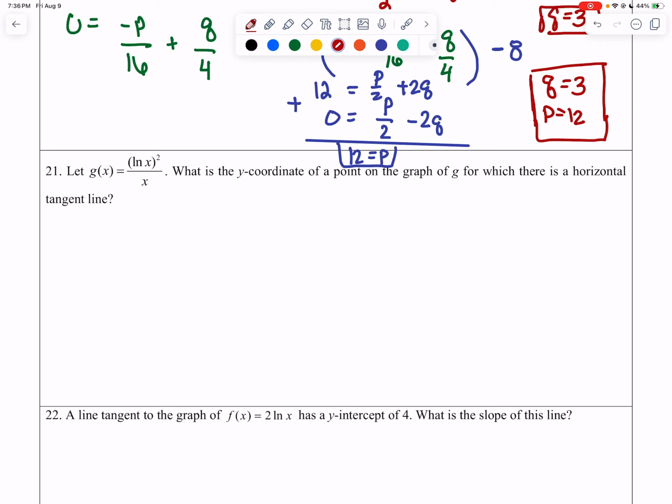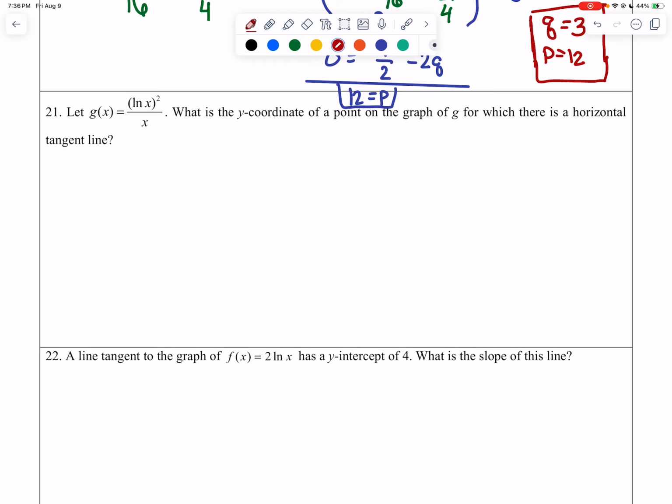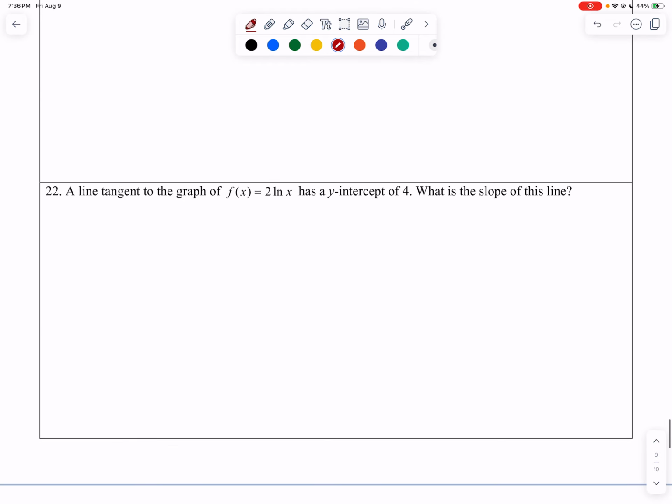All right, same thing for number 22. We're going to look at another application where the tangent line to the graph has a y-intercept of 4, and we want to find the slope of this line. So we have f of x being 2 ln of x, which means my derivative is just 2 over x, aka this is my slope.